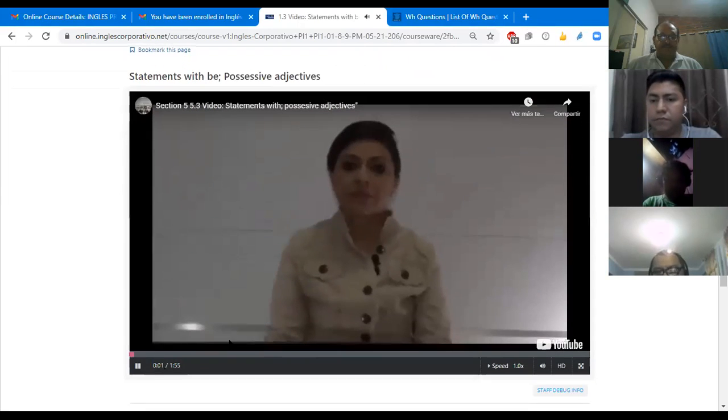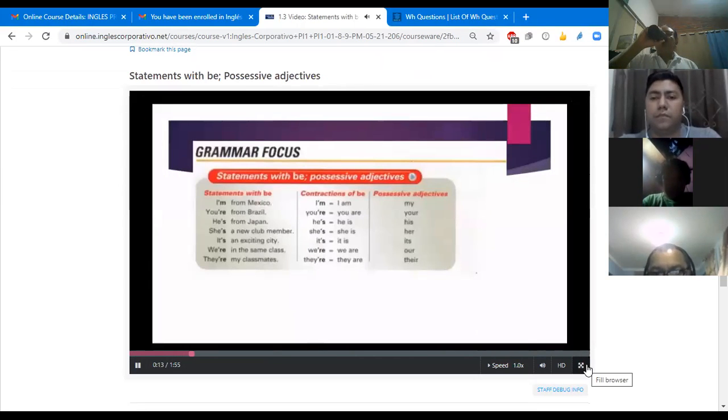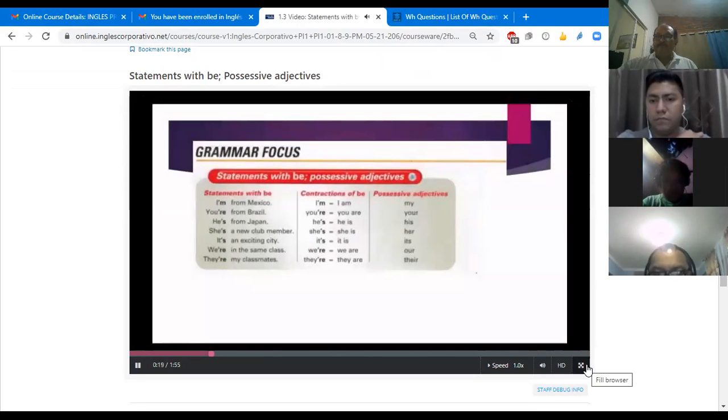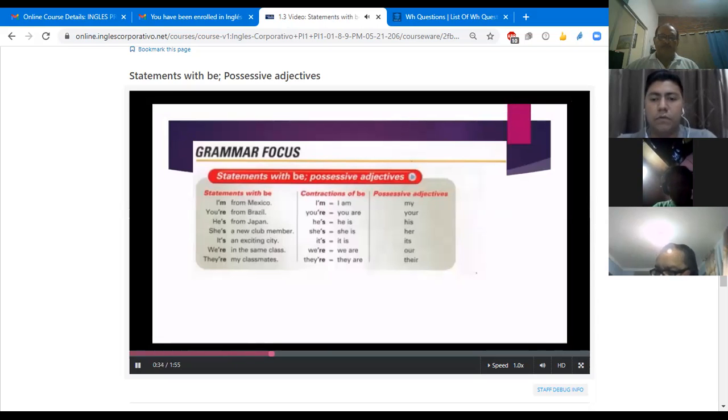By the end of this lesson, participants will be able to understand and use possessive adjectives: my, your, his, her, its, our, their. Today, we will go over the possessive adjectives. Let's listen and look at the chart. Statements with be. Possessive adjectives. Statements with be. I'm from Mexico. You're from Brazil. He's from Japan. She's a new club member. It's an exciting city. We're in the same class. They're my classmates.